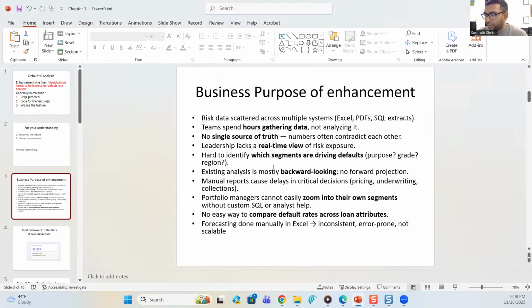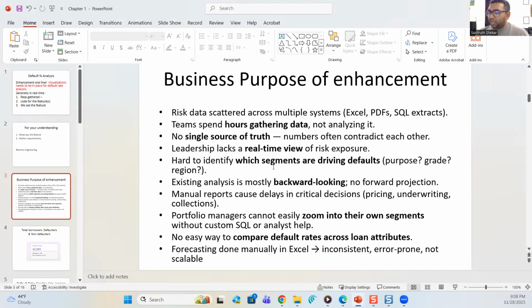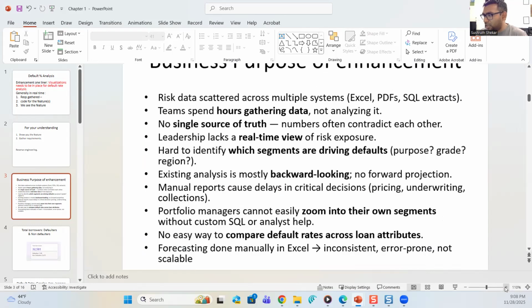Now, the business purpose of the enhancement. The reason why the business, again, we talked about this before, there are two broad entities. One is business, one is IT, and you are the liaison for IT. The reason why the business entity is asking for this set of enhancements, these features that we've seen, is because the risk data is scattered across multiple systems: Excel, PDF, SQL extracts, etc. Teams spend hours gathering data, not analyzing it.